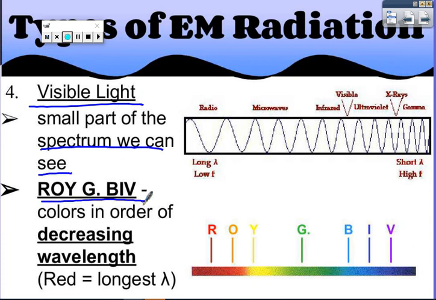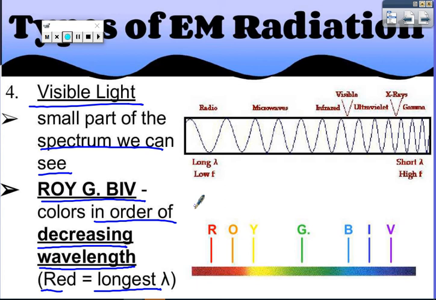Roy G. Biv. Red, orange, yellow, green, blue, indigo, and violet. And they are still in the same order of longest to most energetic. Violet would be the most energetic. So these are in order of decreasing wavelength. Red is the longest wavelength.